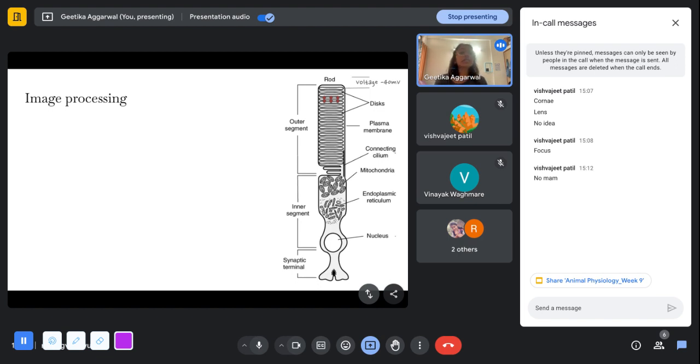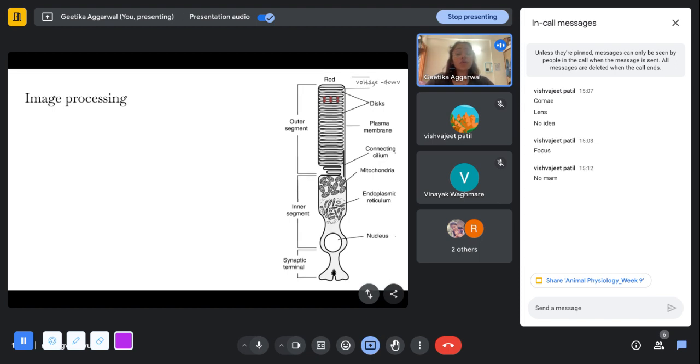So unlike other cells of the body, what is the membrane potential of a resting cell of other cells of the body? Here you can see that I've marked that the rod cell has a resting membrane potential of minus 40 millivolts. So can you tell me what is the resting membrane potential of other cells of the human body, say other neuron cells? Minus 70. Yeah, so the other cells are at about minus 70 or minus 80 millivolts in general.